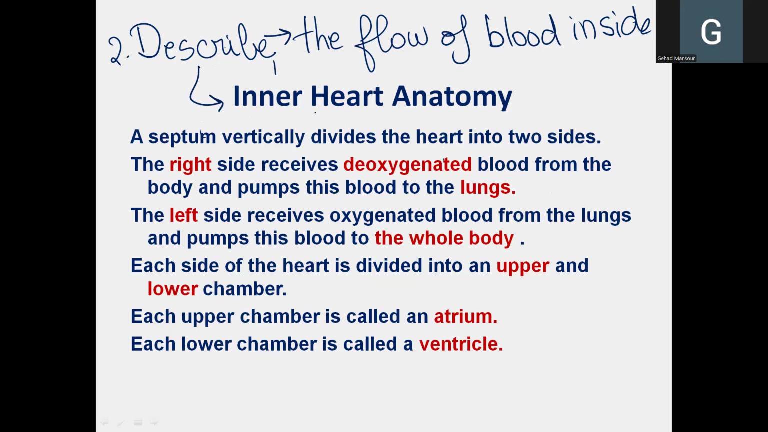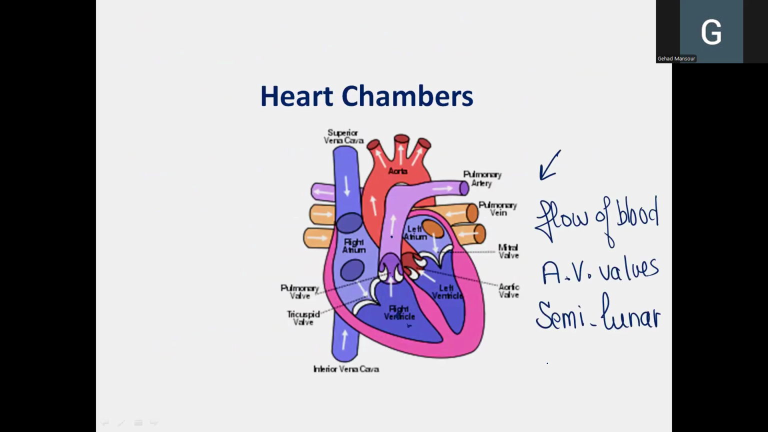If I say describe the inner heart anatomy, you just describe the chambers, the two atria, the two ventricles, the interatrial septum, the interventricular septum, the valves, but you would not describe the physiology. So this is the difference between describe the flow of blood inside the heart. Here you are describing the function, you are describing the physiology. But if I say just describe the inner heart anatomy, then you are describing the structures. Now, let's answer first, describe the inner heart anatomy, which is the easier description.